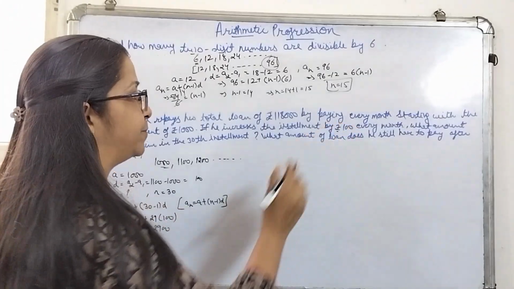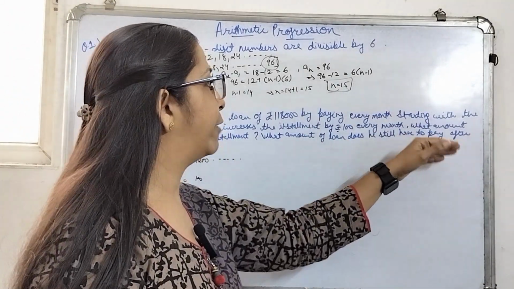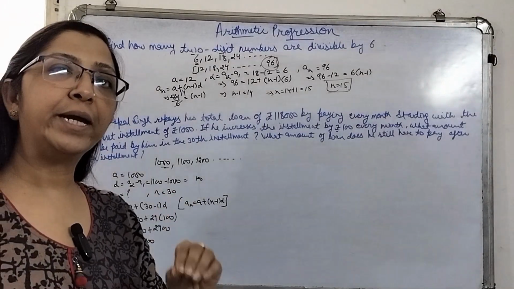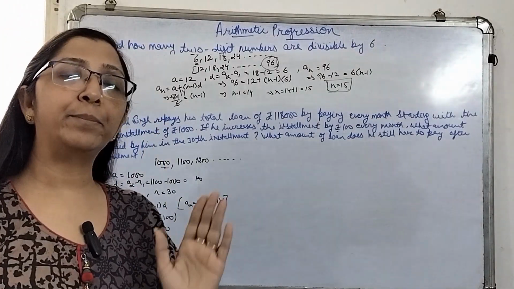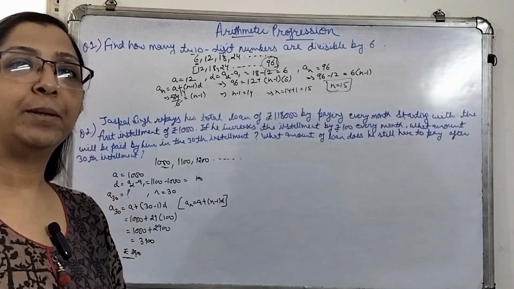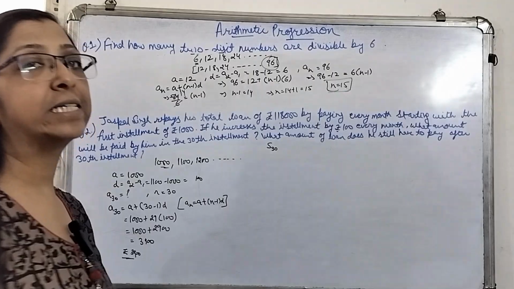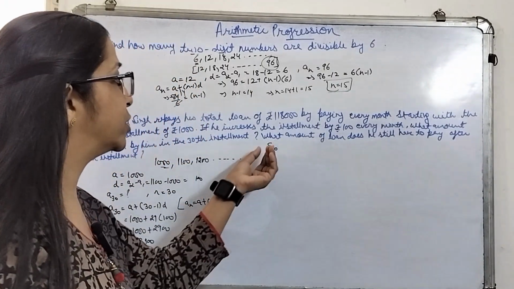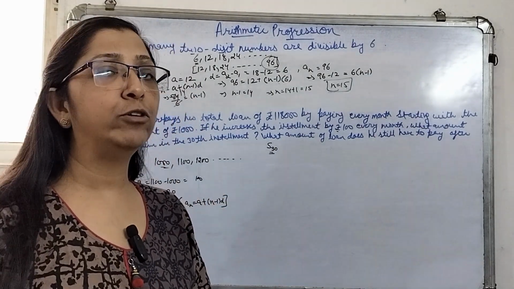So the first part is done. Now the second part: what amount of loan does he still have to pay after the 30th installment? So this is the amount he pays in the 30th installment. How much money has he already paid? He will be paying up to the 30th installment, so that is the sum of 30 installments, S30. First of all, we have to find S30, that means how much total amount he must have paid in 30 installments.